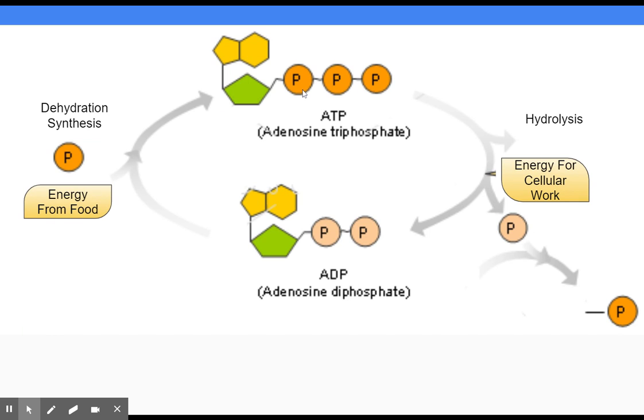When your cells are ready to use the energy, this bond is broken, and ATP releases the energy. The phosphorus also leaves, and ATP is turned back into ADP. Now these ADPs can be recharged with the food that you eat. So it's a cycle that goes through. If this is all kind of foreign to you, make sure that you go back through this video several times and really understand the difference between glucose and ATP and the ATP-ADP cycle.